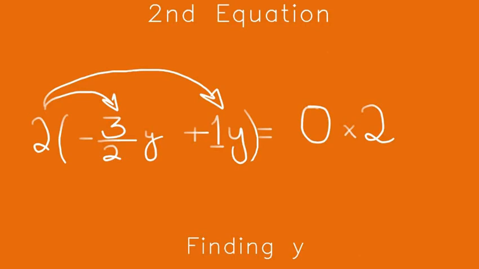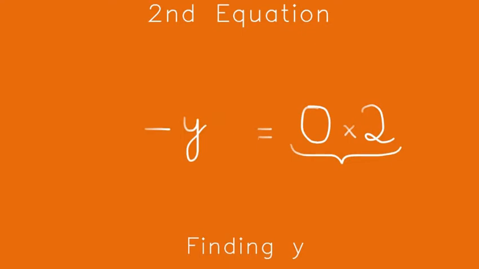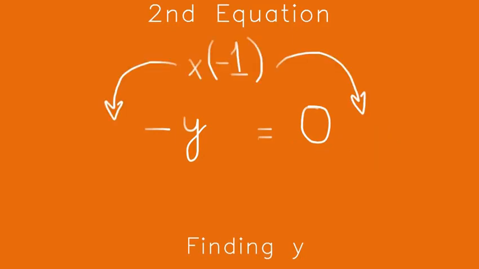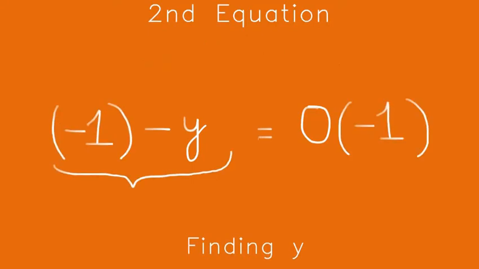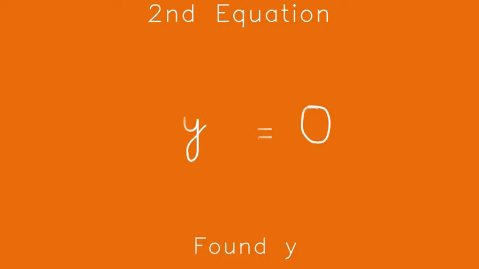We can get rid of the 2 this way because 2 is the LCM in this case, or you can call it the LCD. We do that, and the 2's cancel out, so we are left with negative 3y, and 2 times 1y is just 2y. On the other side, 0 times 2 is equal to 0, because any number multiplied by 0 gives us 0. So we can just say that is 0. Negative 1 can go on both sides, and we have a normal y: negative 1 times negative y gives us y, and 0 times negative 1 again gives us 0. So we now have the value of y.